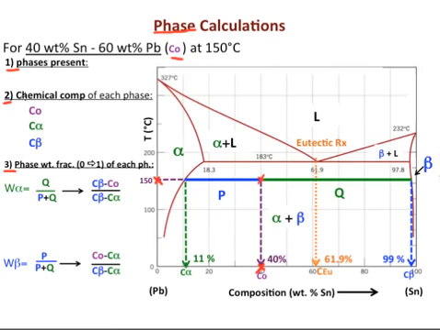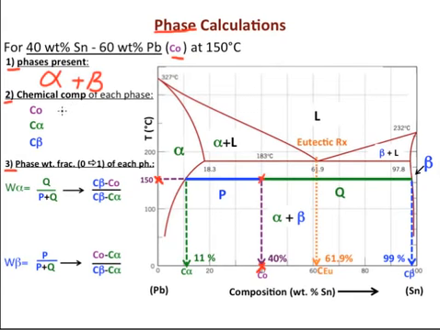So for our first question, what phases are present, all we have to do is identify which region of the phase diagram we are in. And we are in the alpha plus beta region. So for the phases present, it would be alpha plus beta. Now we need to find the chemical composition of each phase. We know our overall composition is 40%, so 40% tin. Remember, we're talking about in terms of tin.